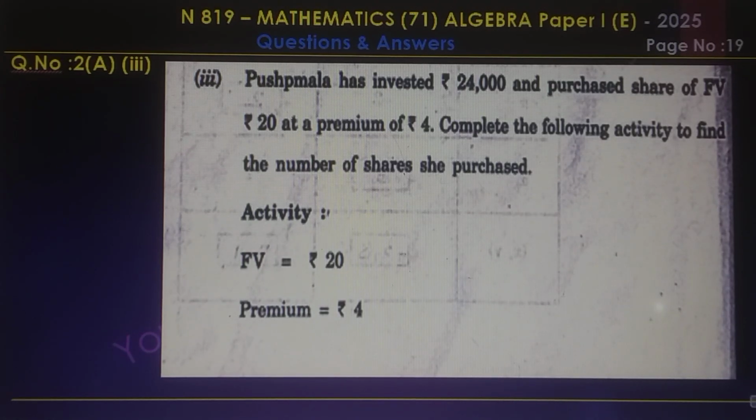And question number 2A3. Pushpamala has invested rupees 24,000 and purchased shares of face value rupees 20 at a premium of rupees 4. Complete the following activity and find the shares she purchased. Activity: the face value equal to rupees 20, the premium rupees 4.